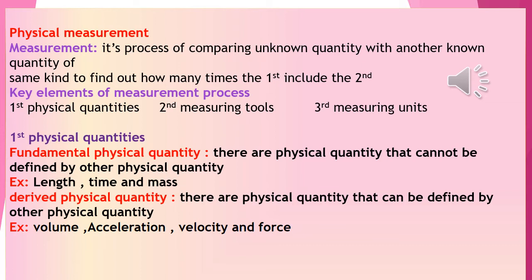So the first key element for any measurement process: we must know physical quantities. Any physical quantity can be classified into fundamental and derived physical quantities. The main difference: the fundamental can't be defined by others and the derived can be defined.